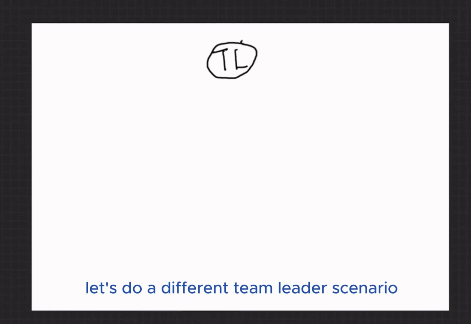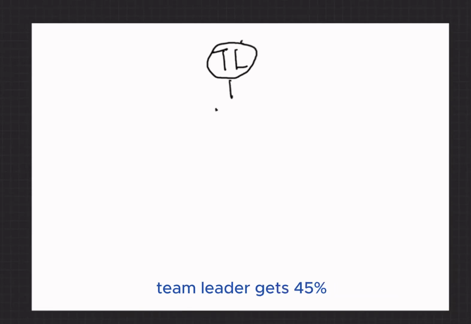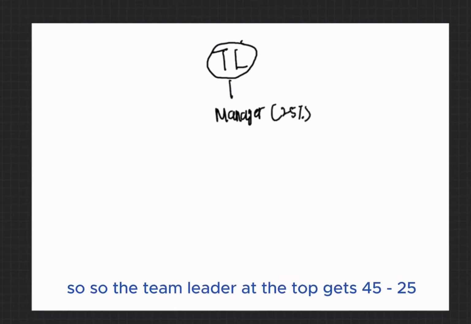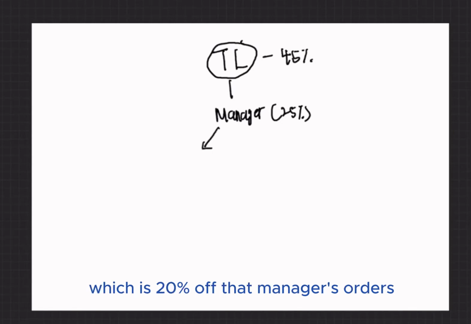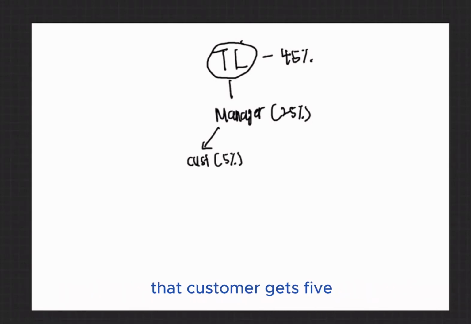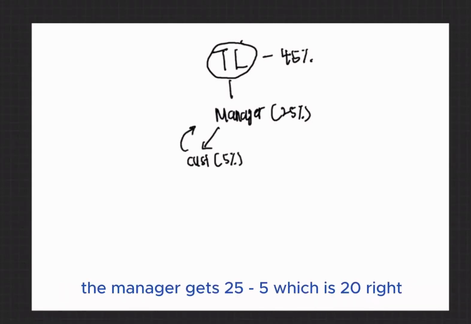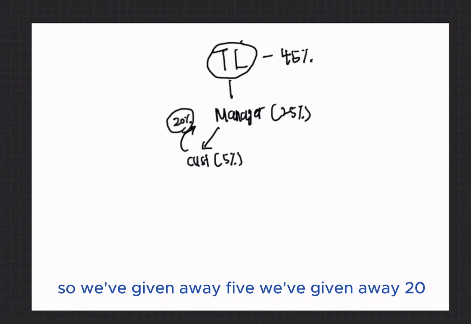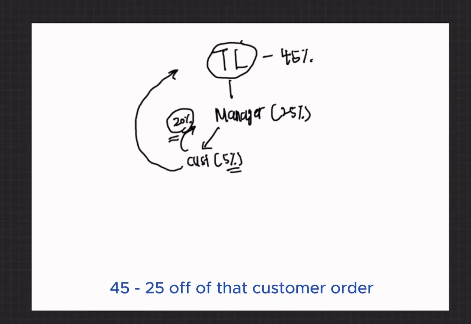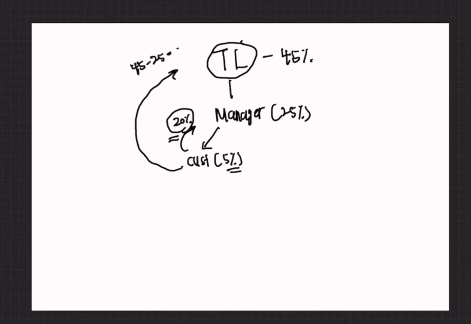Let's do a different team leader scenario. Team leader gets 45%. Now, if team leader introduces a manager, manager gets 25%. So the team leader at the top gets 45 minus 25, which is 20% off that manager's orders. Now, if that manager has a customer underneath, that customer gets 5. The manager gets 25 minus 5, which is 20, right? So we've given away 5, and we've given away 20, which is 25. So the team leader on the top gets 45 minus 25 off of that customer order, which is 20%.